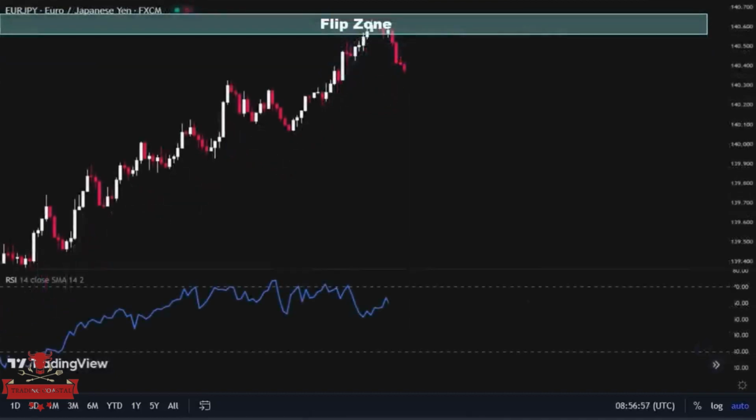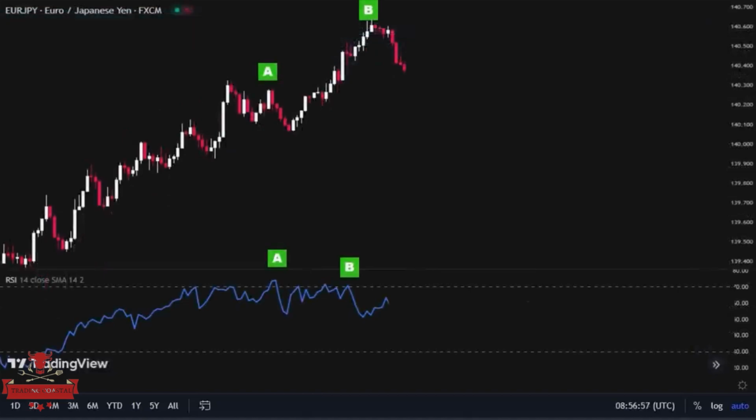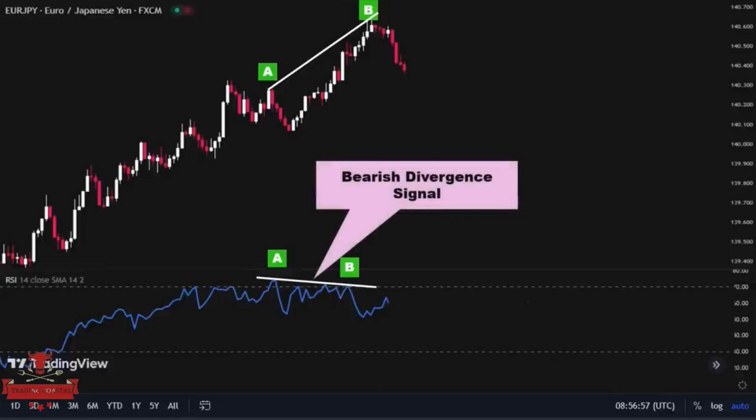To identify a bearish divergence, we need to compare points A and B on both the price chart and the RSI chart. We can draw a line between these 2 points on the price chart and see that the price is making higher highs, while drawing a line between the corresponding A and B points on the RSI chart shows that RSI is making lower highs. This indicates a bearish divergence signal.